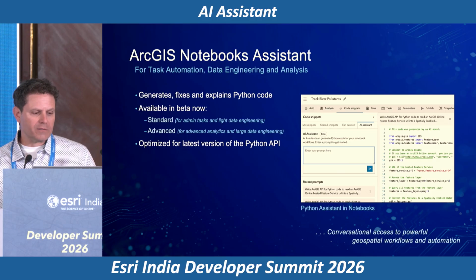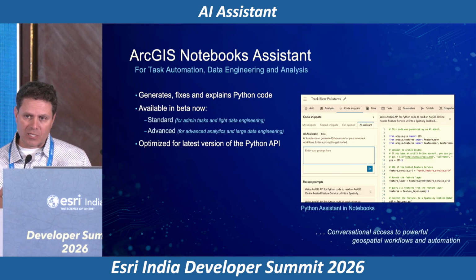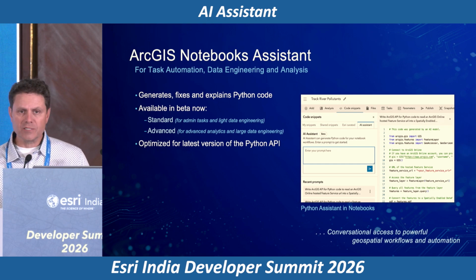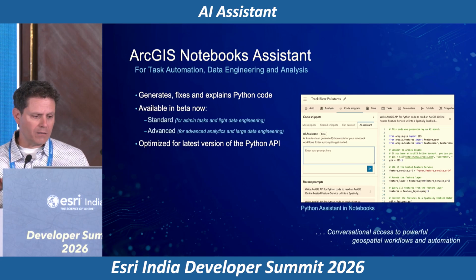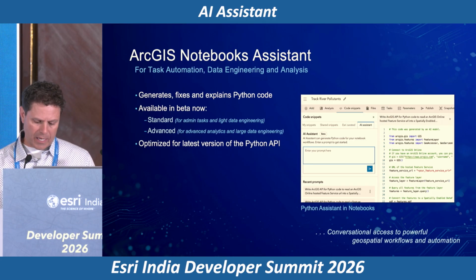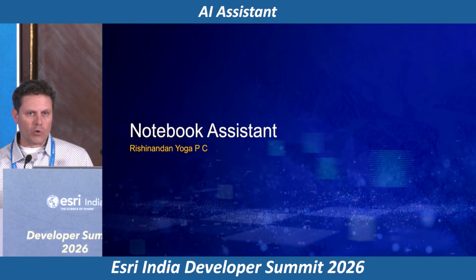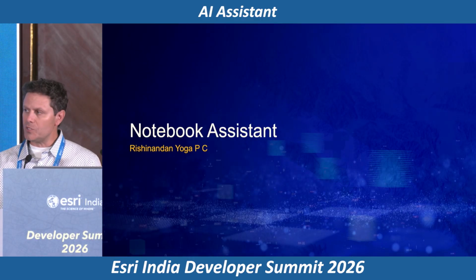However, one of my favorite assistants, and it's quite new and I think will become very popular, is the Notebooks Assistant. And this helps in, yes, task automation, but also data engineering and analysis workflows. And really the assistant helps you do 3 things. It can generate Python code, it can fix your Python code, and it can also explain Python code as well. And so it's optimized for the latest version of the Python API. And to give us a demonstration of the Notebook Assistant, I'll hand it back over to Rishi.